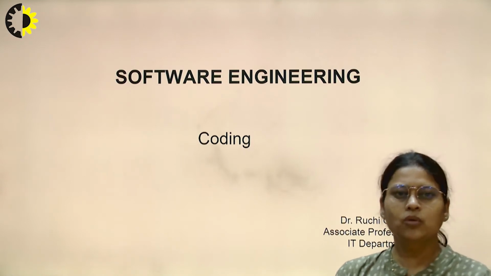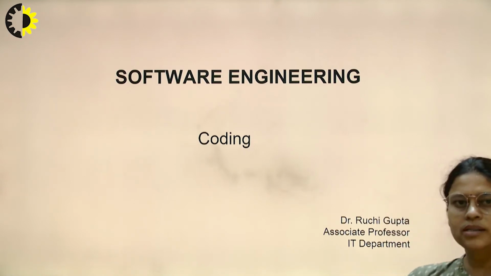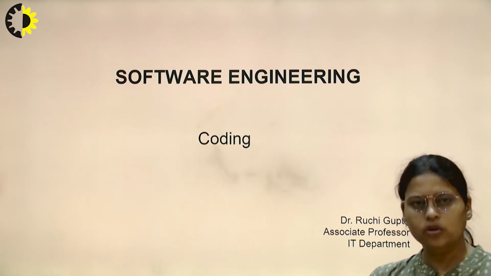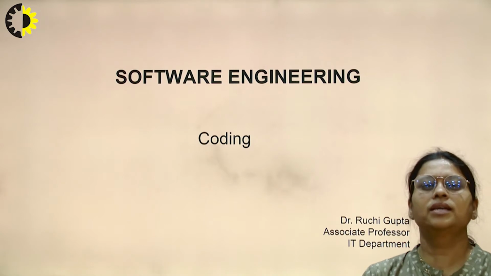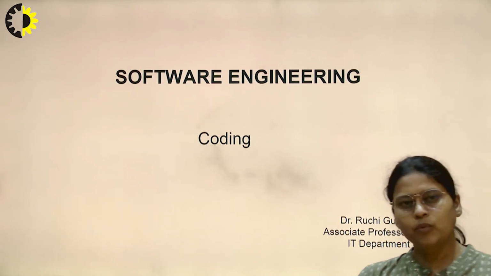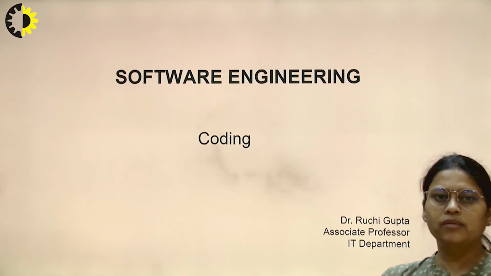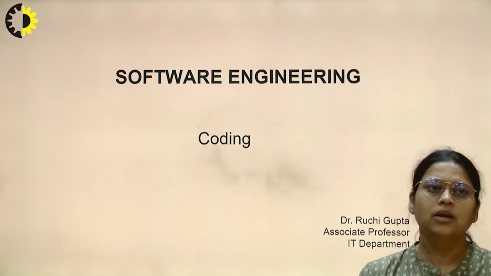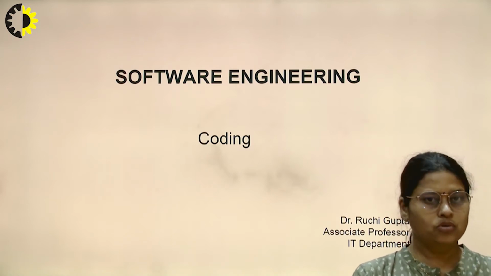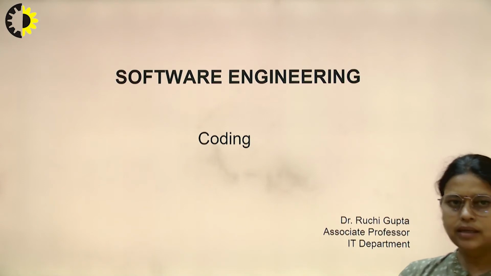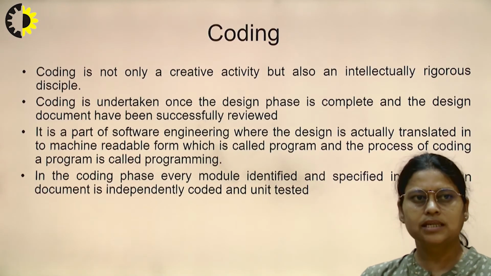Once we complete the whole design of the software, we prepare another document regarding the design phase, called the software design document. Once we have prepared this design document, we move into the third phase of SDLC, that is, the coding phase. So today we will discuss the coding phase, which is the third phase of SDLC.